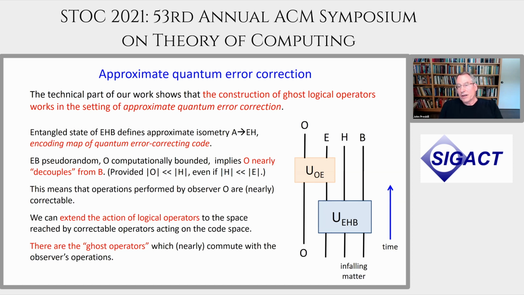And that means that if we regard that encoded interior as a quantum error correcting code, the operations performed by the computationally bounded observer are correctable by some suitable recovery map. And then what we can show is that because of that correctability, we can extend the logical operators acting on the code space to the larger space of all states that can be reached by the correctable operations performed by O. And that gives us this algebra of ghost operators, which nearly commute with all the operations performed by the computationally bounded observer O.